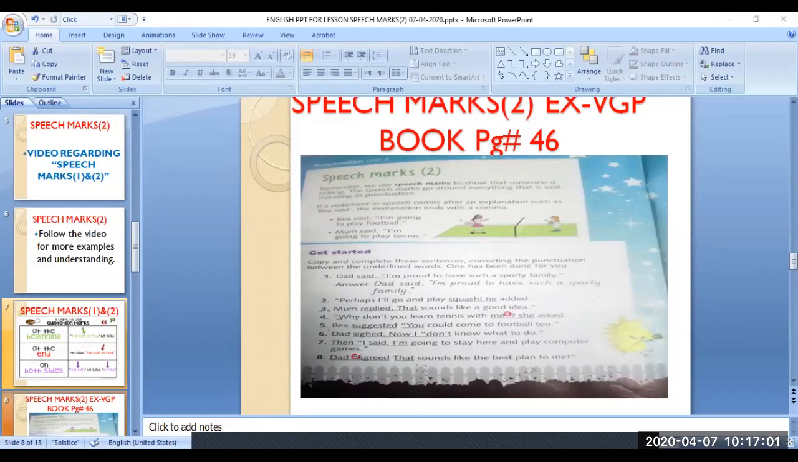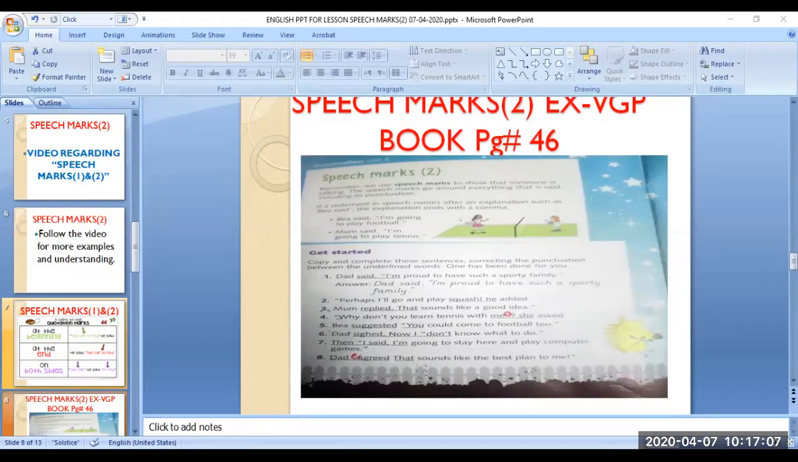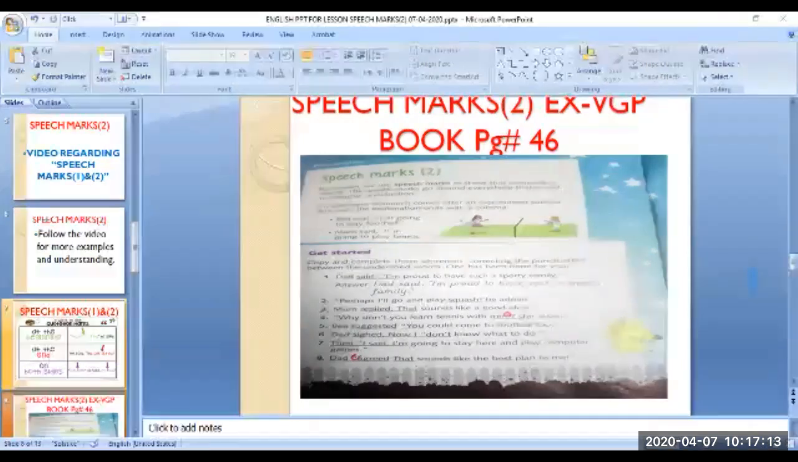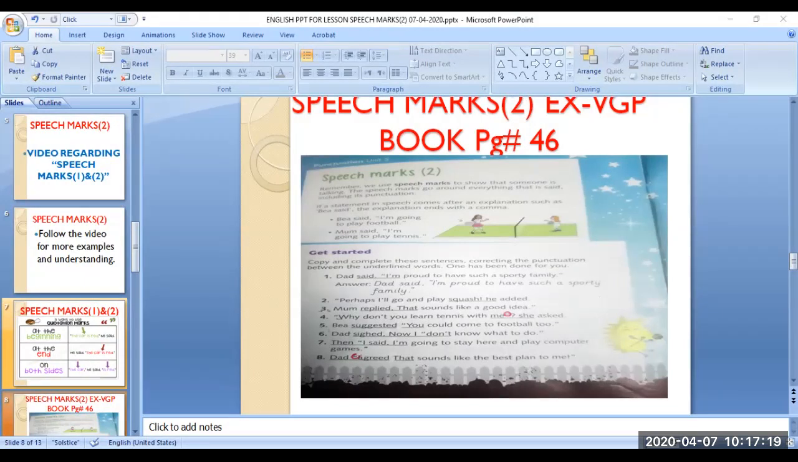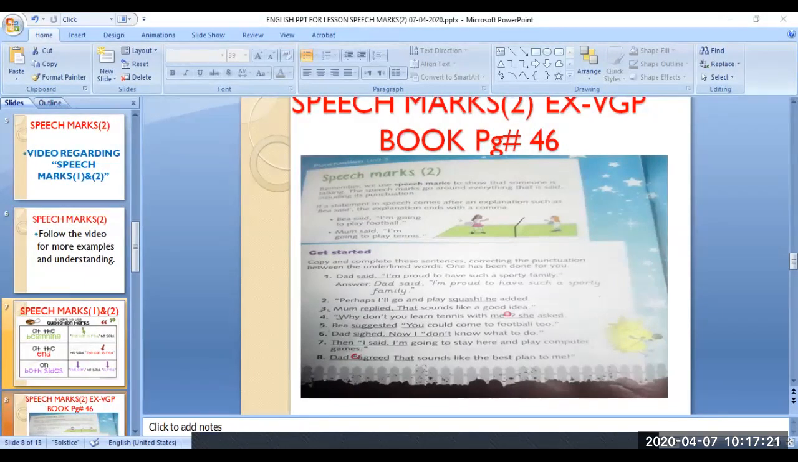Yes. Remember, we use speech marks to show that someone is talking. The speech marks go around everything that is said, including its punctuation. I have told you where to use the punctuation, where to stop, where to continue, and how you're going to use the capital letters, everything. Okay, next. Get started. Copy and complete the sentences, correcting the punctuation between the underlined words.